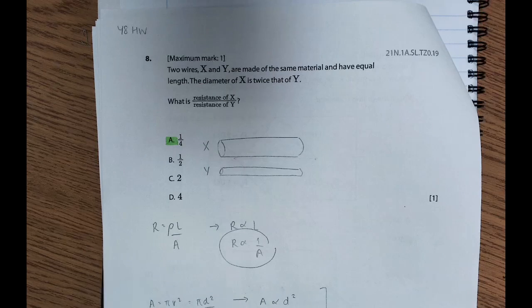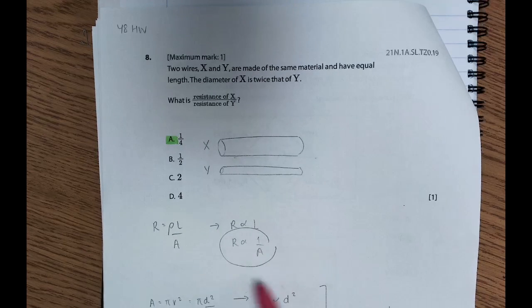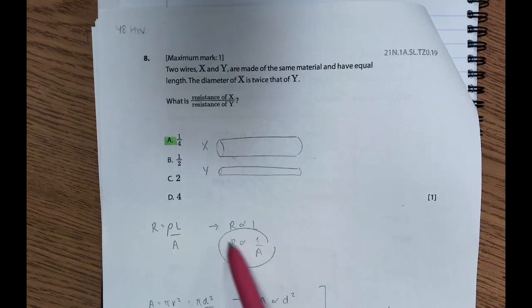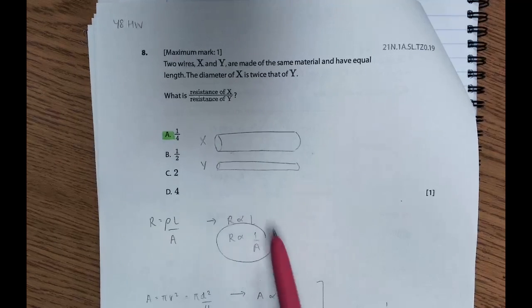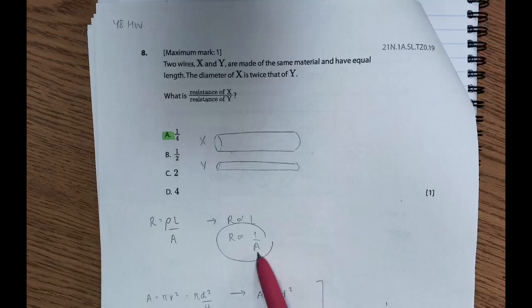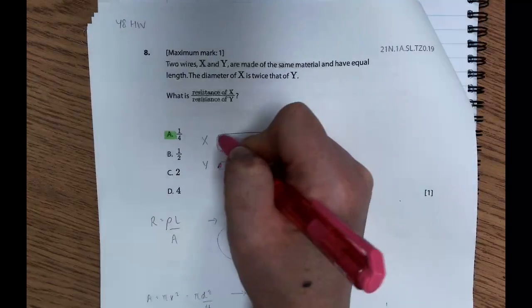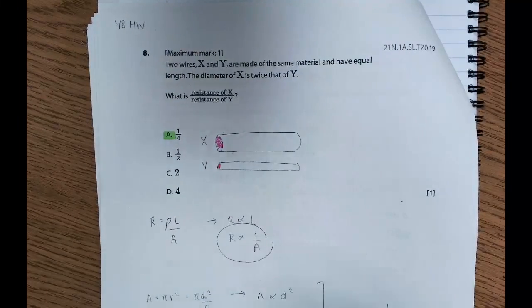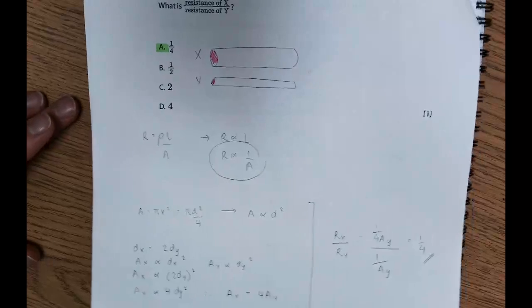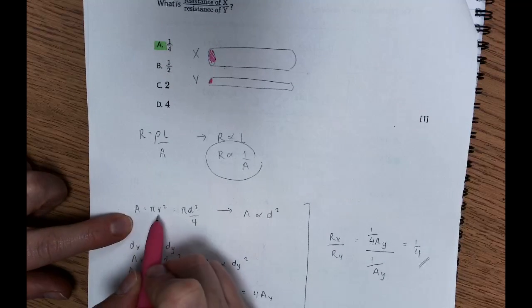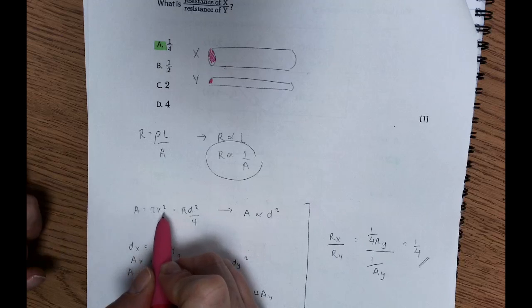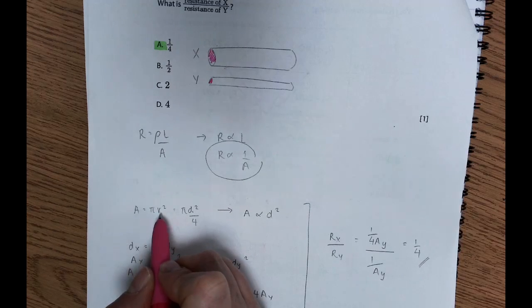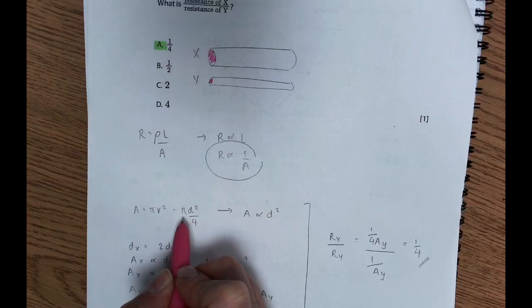L is the same for both, so I'm really only interested in the A proportionality statement. Rho is the same for both because they are the same material, so I can say that the resistance of each wire is inversely proportional to the cross-sectional area of the wire. We know that the cross-sectional area is a circle, so the area is found by pi r squared. r is d over 2.